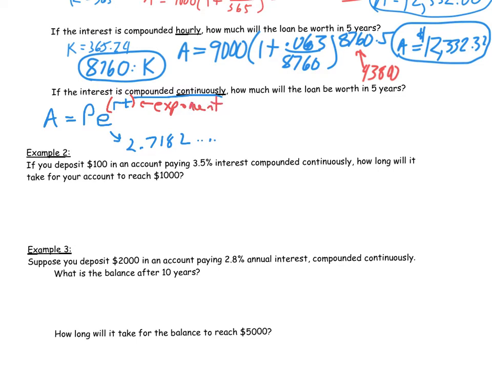Okay? So anyway, same problem. What is A? Our principal is 9,000. Now we're working with E. Our rate is 0.063, right? So let's try it again. 0.063 times 5. So the way I would do this, you could put this all in parentheses here and multiply it, but I'm just going to find out what that number is.